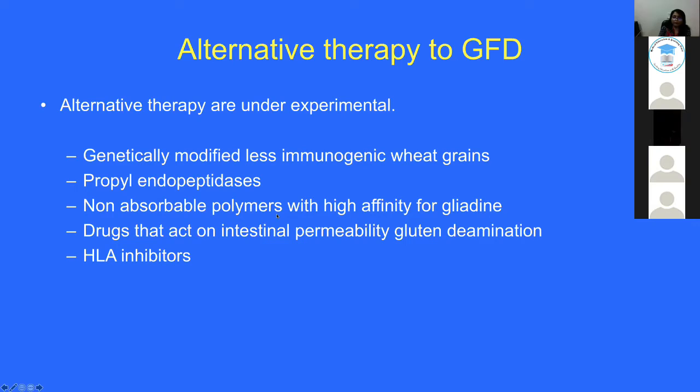Non-absorbable polymers, which have high affinity for gliadin. So the gliadin attaches to these non-absorbable polymers and does not enter the lamina propria of the small intestine. So less injury is there. That is also under development.